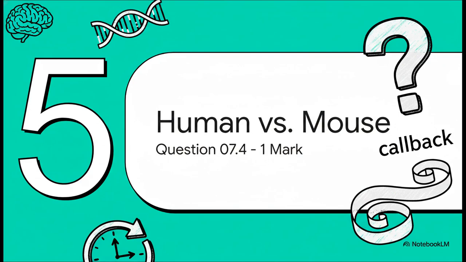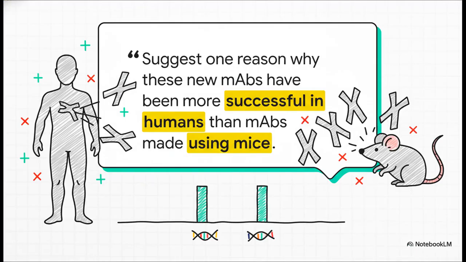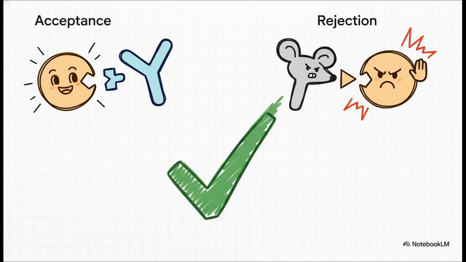All right, now for the final part. It's only worth 1 mark, but it's such a clever little question because it loops all the way back to the information they gave us at the very start. The command word here is suggest. That means you need to take your biology knowledge and apply it to this specific situation. So think about it. Why would antibodies made from human cells be better for treating humans than antibodies made from mouse cells? And this slide just illustrates the point perfectly.